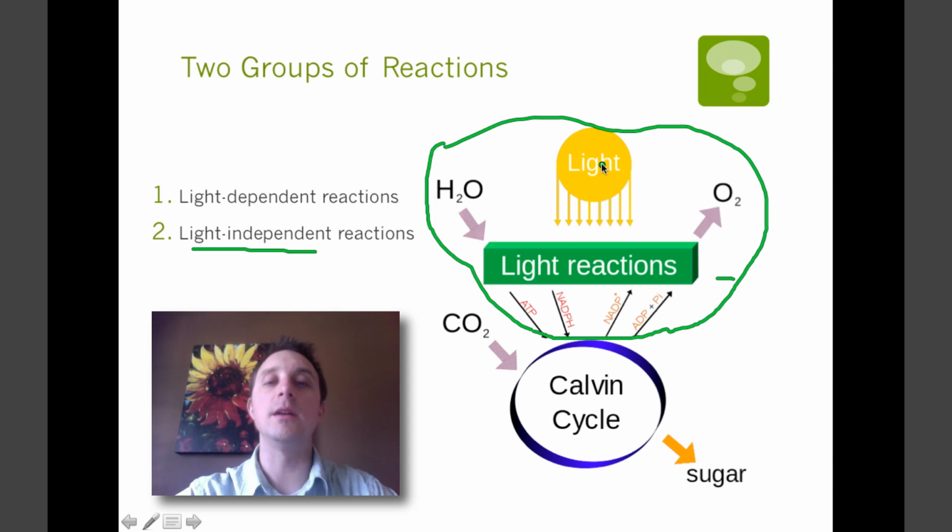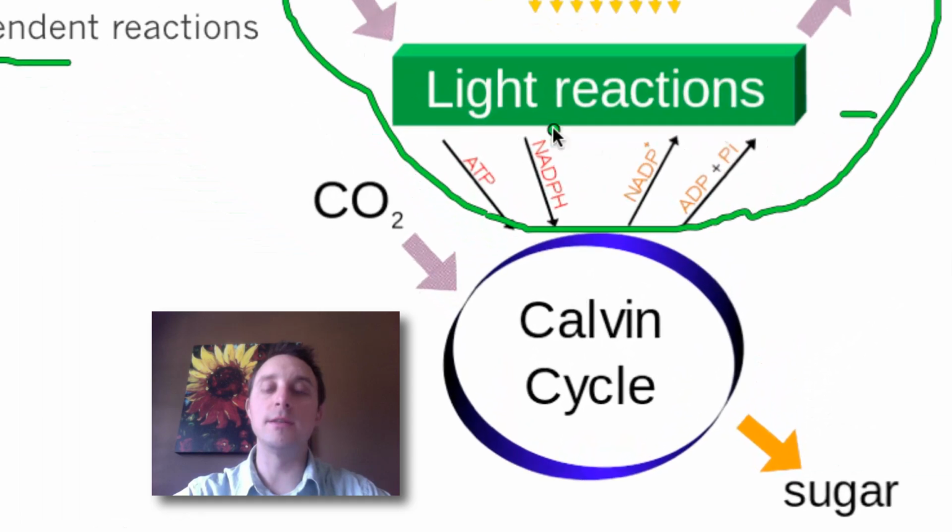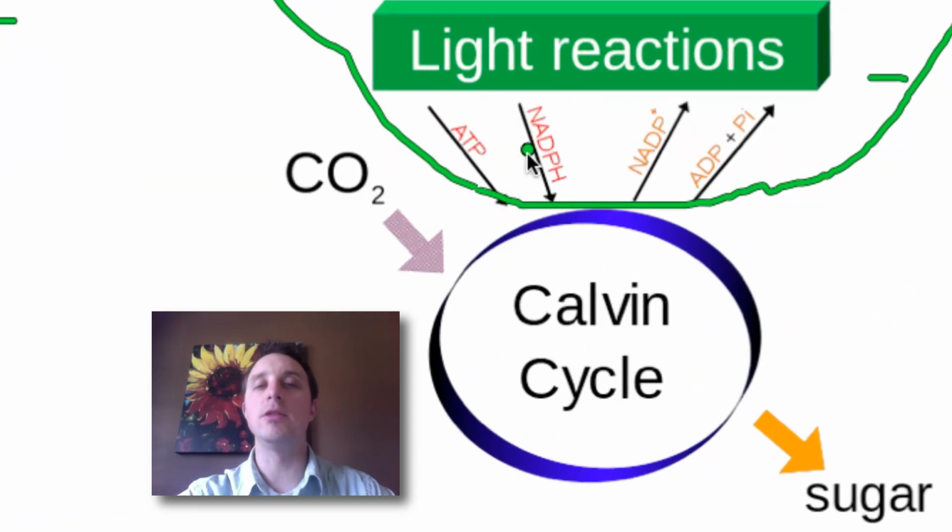This part takes the light energy and water and produces two high energy molecules, and then these two molecules feed into the second set of reactions, the light independent reactions, or Calvin cycle, where CO2 comes in, and that actually makes the sugar. So we're not going to be making sugar in this set of reactions. We are just making these two high energy products that will go and power the sugar making reactions down here.